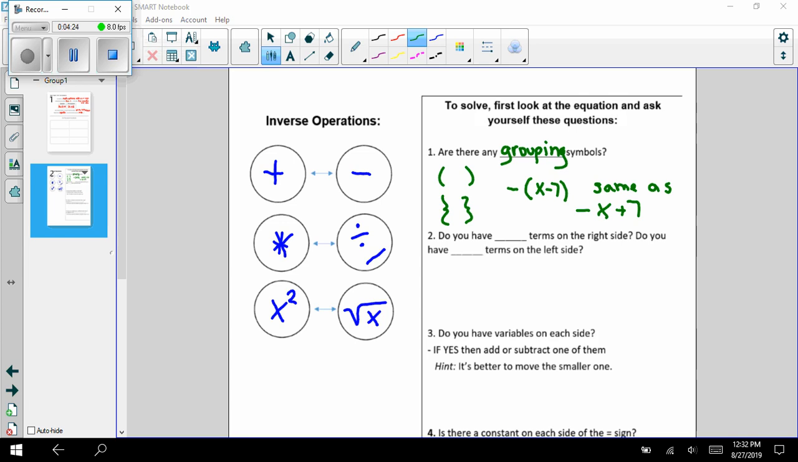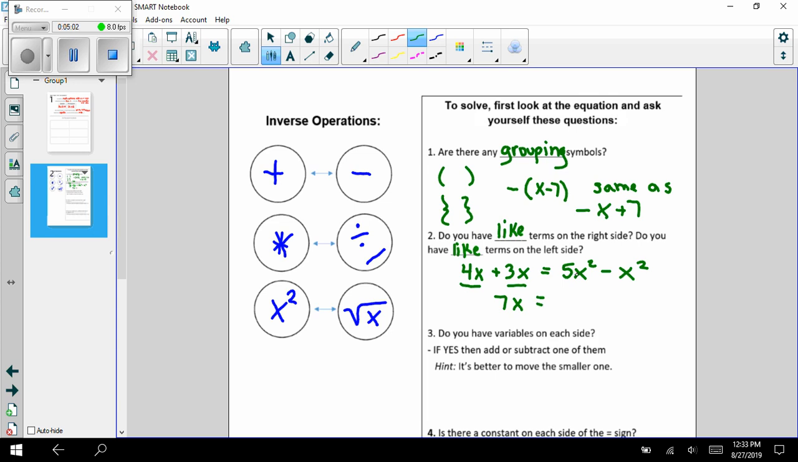All right, the second question you should be asking yourself is, do you have like terms on the right side, and do you have like terms on the left side? If so, you want to simplify those. In this equation, I'm going to look at the left side, and I particularly like to underline everything that's in common. So I have 4x's plus 3x's. They're alike because they have the same degree of x's. So I just add the coefficient on the front. I have a 4 and a 3, and that becomes a 7, and the x stays the same.